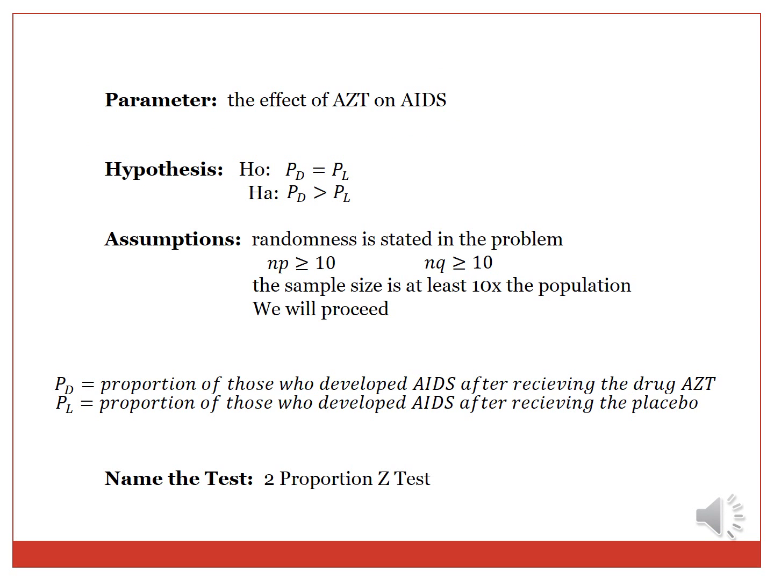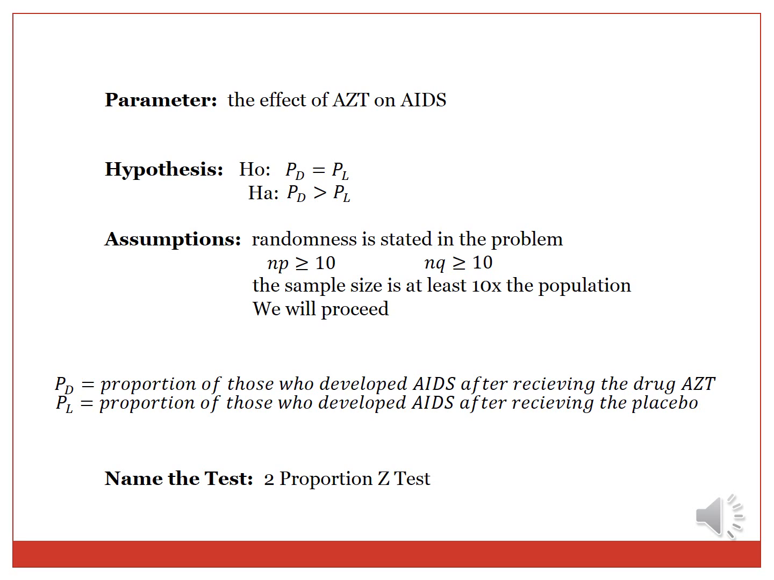Our parameter is the effect of AZT on AIDS. Our null hypothesis is the proportion of those who developed AIDS after receiving the drug equals the proportion of those who develop AIDS after receiving the placebo. Our alternative hypothesis is the proportion of those who develop AIDS after receiving the drug is greater than the proportion of those who developed AIDS after receiving the placebo.